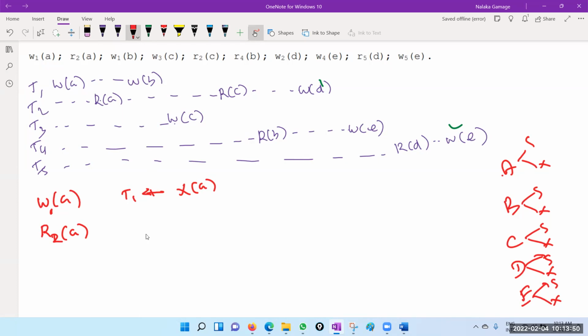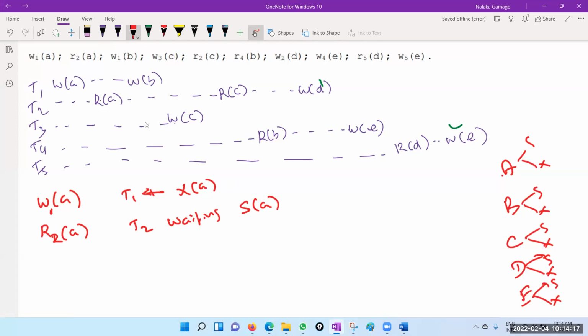So therefore, transaction 2 is waiting for the shared lock. You are waiting for shared A, to acquire shared A, but actually you are eyeing the exclusive A, while what you need is the shared A.